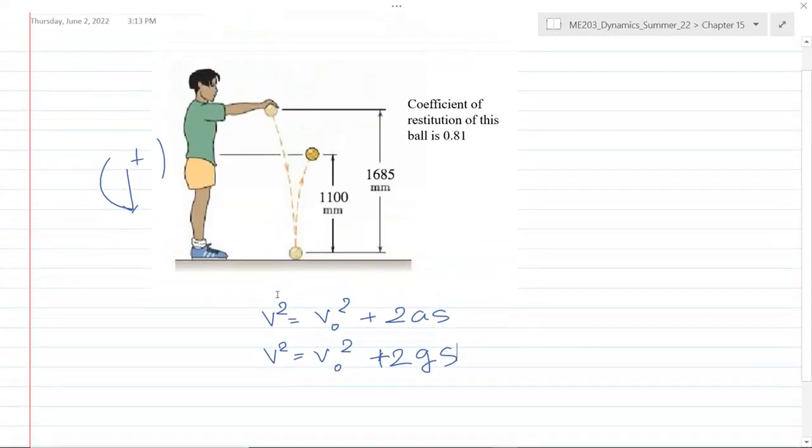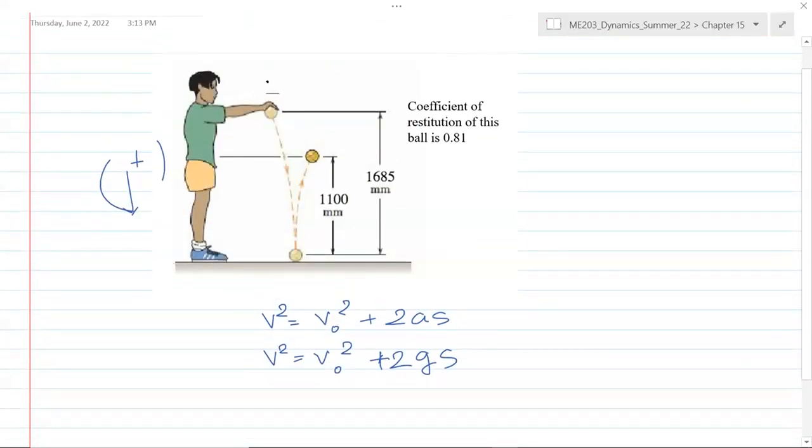So let's apply this equation to the first situation. This is situation number 1, where the ball goes from the hand of the boy to the ground and hits the ground with velocity v1. So this is the final velocity of the ball. The initial velocity of the ball here is 0.